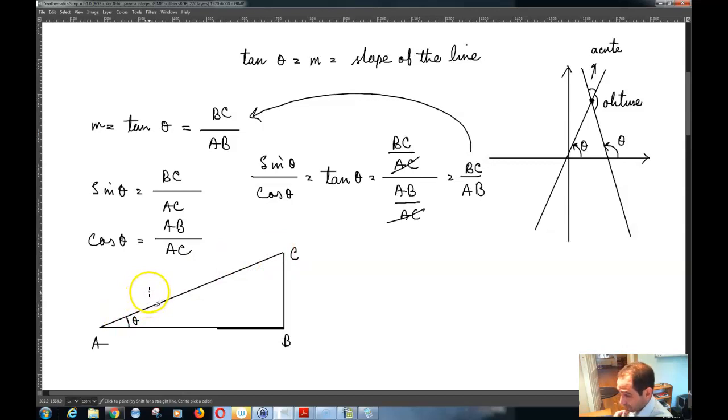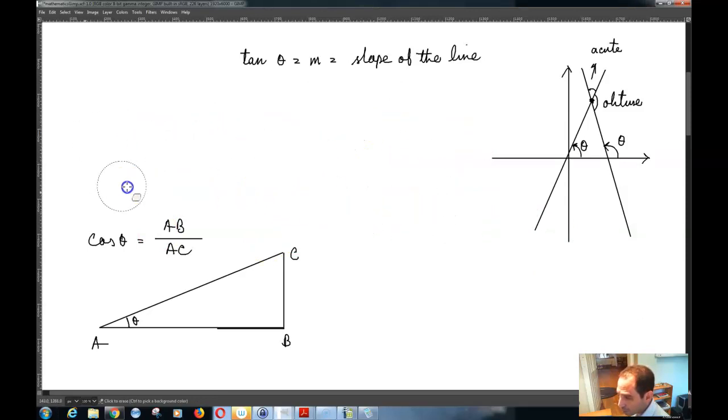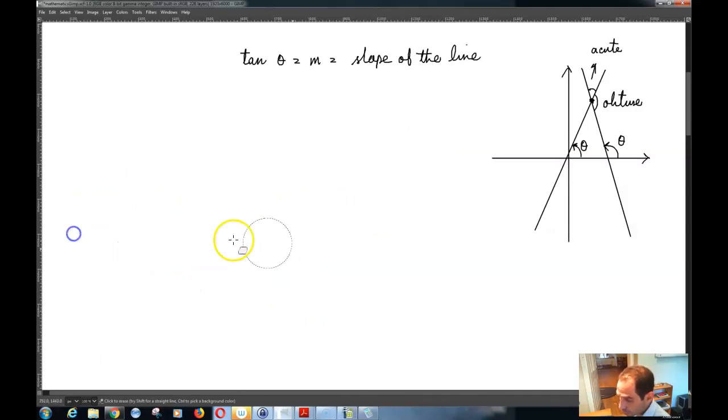So now, with this background in mind, let's go back over here and consider a situation in which we have two lines, for example L1 and L2. Let's say that you have two lines L1 and L2 that are non-vertical.